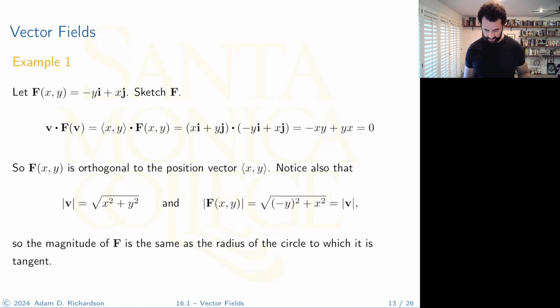Also, notice that, what do I have here? Length of v is that, length of that is that. Oh yeah, so notice also that the magnitude of the vector that you get at a point is actually equal to the radius of the circle that it lies on. So that's what this is saying here. The length of v is x squared plus y squared, and then take the square root. And the length of f of x comma y is going to end up being the same thing. It's going to be the length of v again.